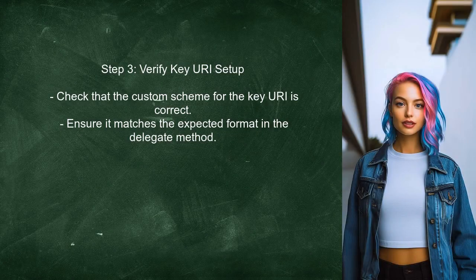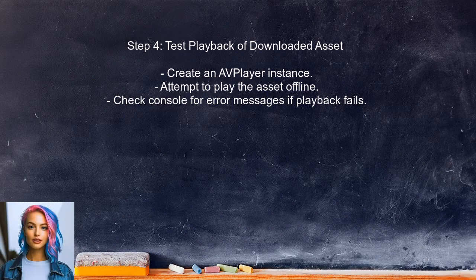After that, the user needs to verify that the key URI is correctly set up. If using a custom scheme for the key URI, ensure that it matches what is expected in the shouldWaitForLoadingOfRequestedResource method. Finally, the user should test the playback of the downloaded asset. This can be done by creating an AVPlayer instance and attempting to play the asset offline. If issues persist, checking the console for error messages can provide further insight.